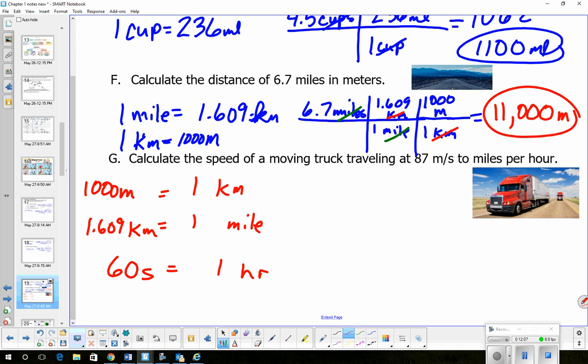Start with what I have. So this time, 87 meters. The seconds are actually going to go on the bottom because it's divided by seconds. Does that make sense? Okay, so I'm taking one at a time. I wanted seconds first, get it out of the way. So there are 60 seconds in 1 hour.